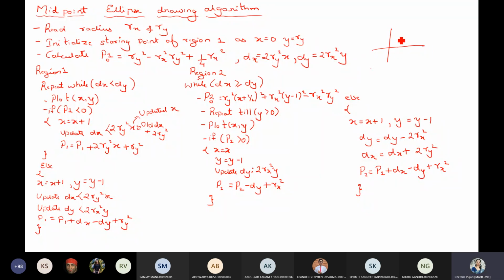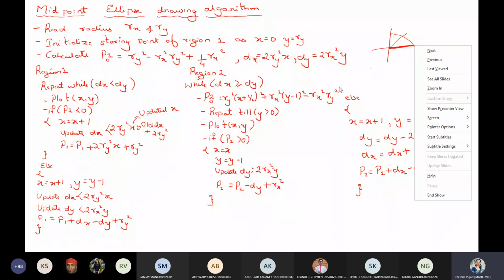Okay, you are going to continue till you reach this point. At this point, it's a horizontal line, and your y will be equal to 0. Hence, repeat till y is greater than 0. Till your y is greater than 0, you will repeat, and once it becomes equal to 0, you are going to stop.